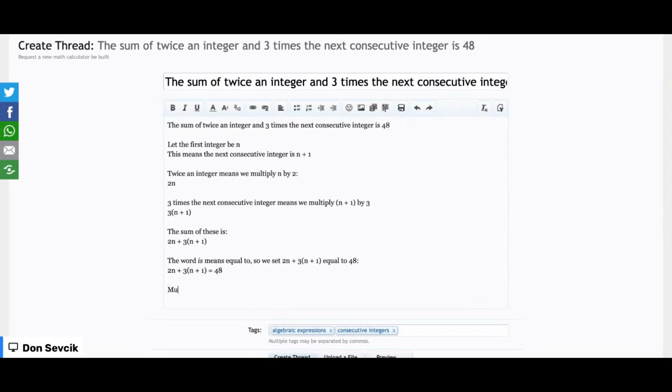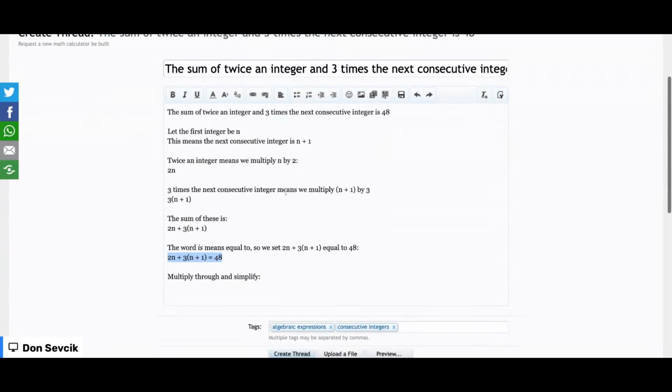So multiply through and simplify. Steal the stuff from our calculator, which would be awesome. Yes, I can. Very good. I'm off screen real quick. Just give me a second. I'm going to paste all this in for you.